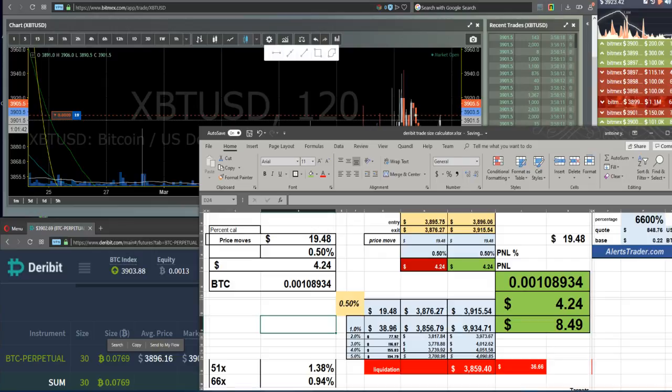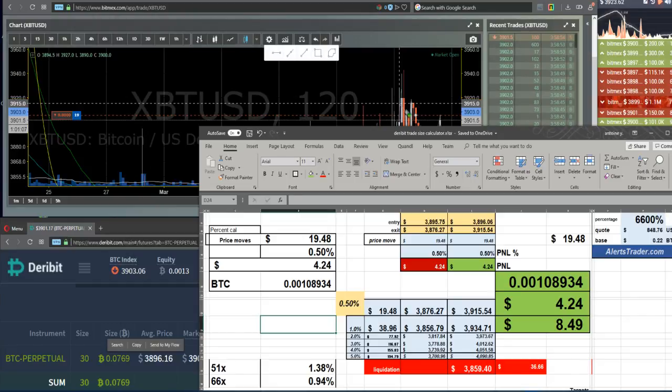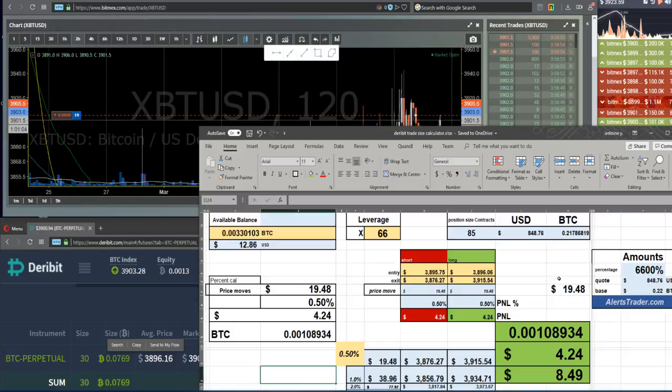All right. 901. 901. Let's figure out where 915 is. Right here. Where's 930? Right here. 915. 66%.